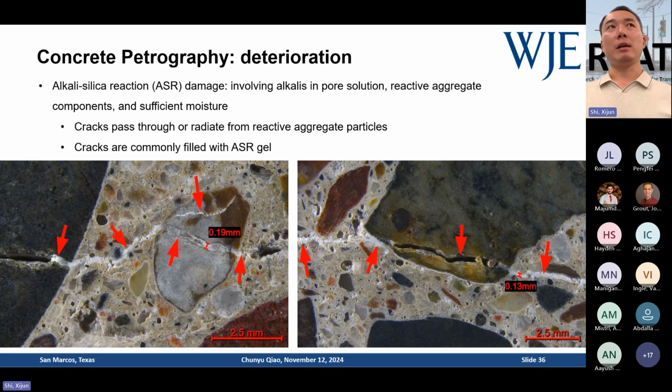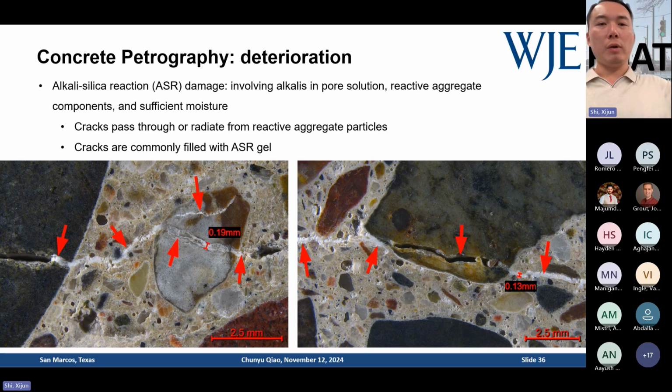So which is expensive. Of course, different kinds of ASR mechanisms have been proposed to explain the damage. But again, a very typical feature of ASR damage under a microscope is a crack coming from aggregate particles getting into the paste, and also ASR gel is filling the cracks.